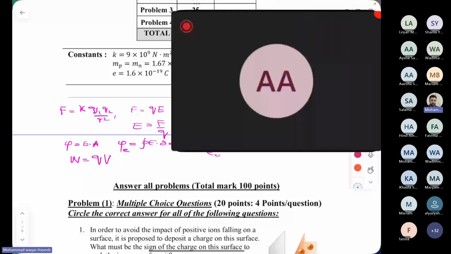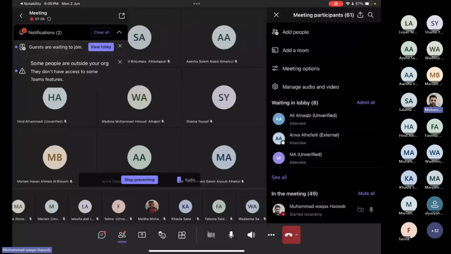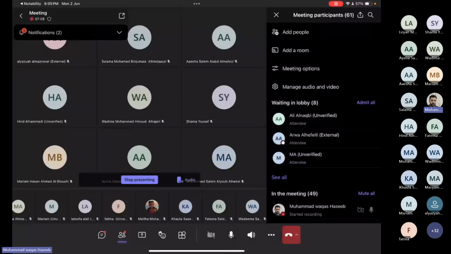So the first thing we learned is that like charges repel each other and unlike charges attract each other.